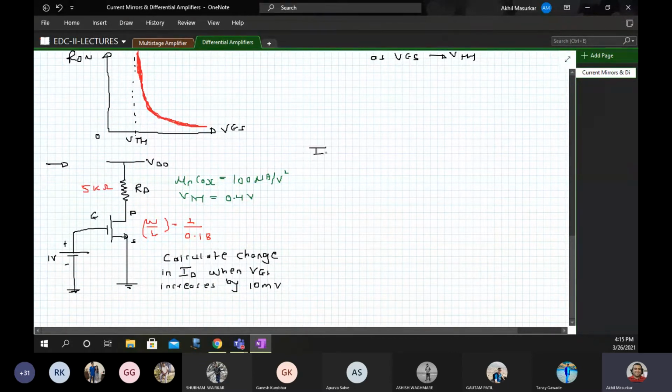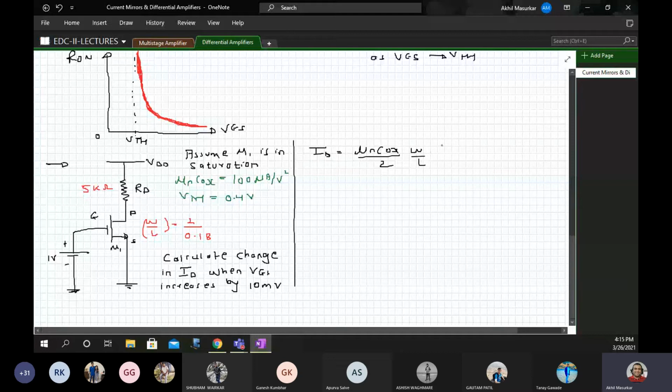So very simple. First we will apply the formula of ID. That is, we will assume that the transistors are in saturation. So I will write: assume I will call this as M1. M1 is in saturation. So ID, I can write it as mu n COX by 2 W by L into (VGS minus VTH) the whole square.